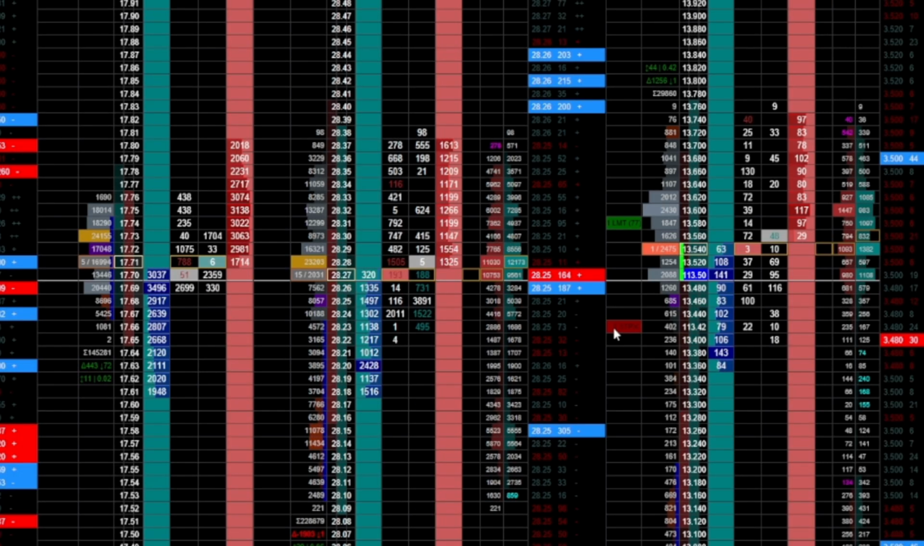Just give me a second. Voila. You will directly see some more blue coming in here on the ladder with a 45 contracts trade. This is my kind of confirmation that we are ready to go.